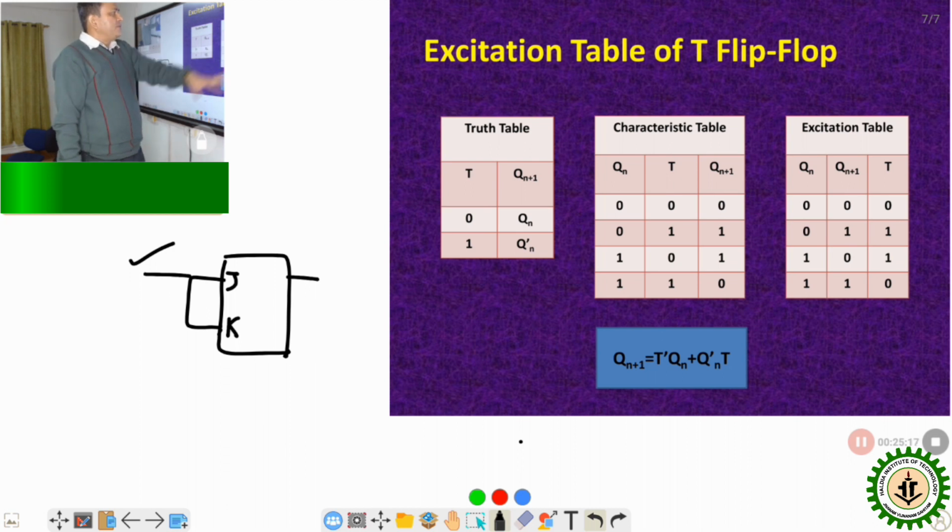And now that is our excitation table. Similarly, we have to search for the combinations of T for the transitions 0 to 0, 0 to 1, 1 to 0, 1 to 1. Here for 0 to 0, T is 0. For 0 to 1, T is 1. For 1 to 0, it is 1. For 1 to 1, it is 0. So I hope now how to get the excitation table is clear to you. Thank you.